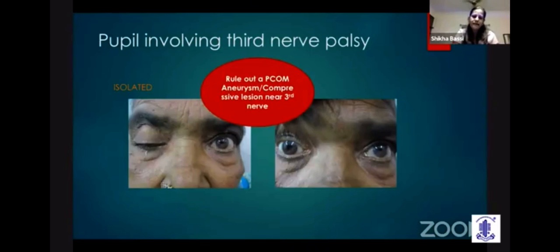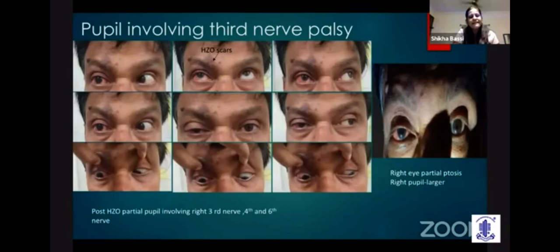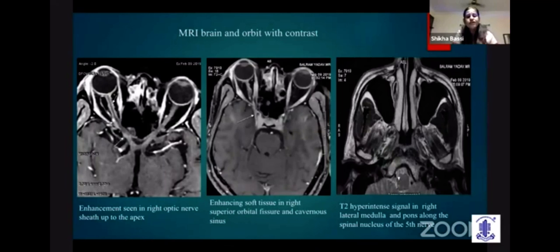Now, people with pupil-involving third nerve palsy could be harboring important lesions like a PCOM aneurysm, and neuroimaging is a must. It can also present as multiple cranial nerve palsies. That is, pupil-involving third nerve palsy can have fourth, fifth, sixth, as seen in this case with herpes zoster ophthalmicus, and the lesion localizes to the sphenocavernous area.